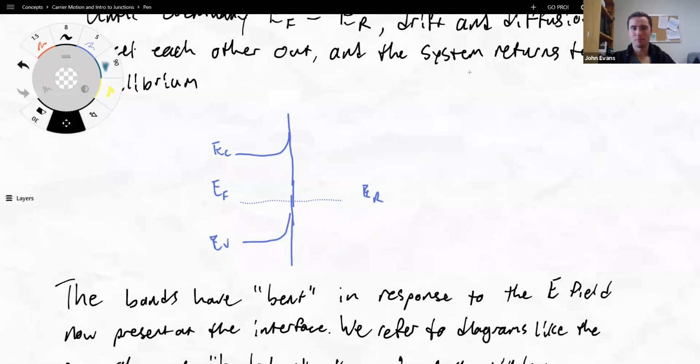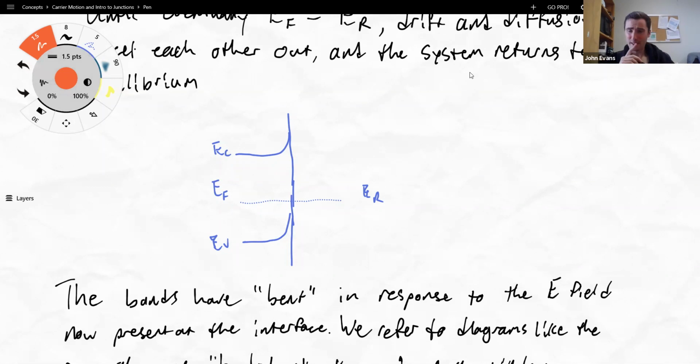And that results in a system that looks like this. You notice that the bands are not straight anymore. They have bent in response to the electric field that is now present at the interface, because we've transferred a whole bunch of charges. There's a whole bunch of positive charges over here and a whole bunch of negative charges over here. And that electric field is what's bending this stuff, and that's what's causing all of these effects.